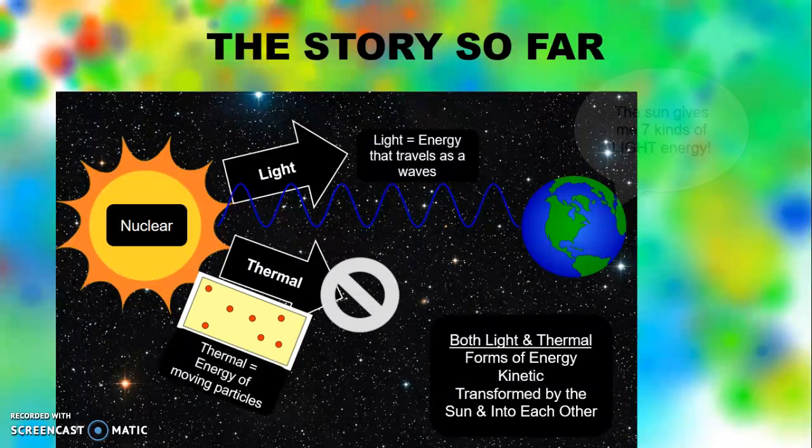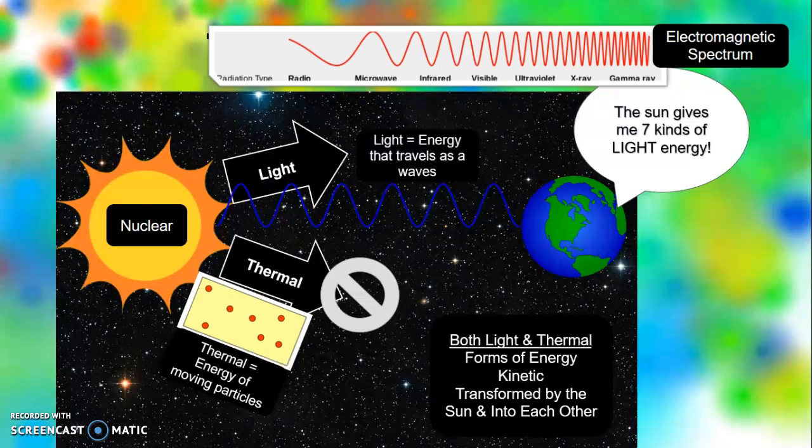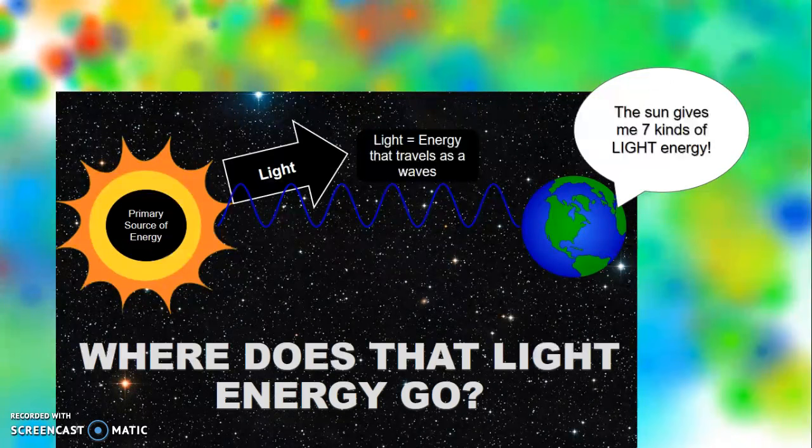Recall that the sun transmits 7 kinds of light energy to the Earth. This group of light energy is known as the electromagnetic spectrum and ranges from low-energy radio waves to high-energy gamma rays. The sun transforms nuclear energy into light energy, which begs this question, where does that light energy go once it gets to Earth?